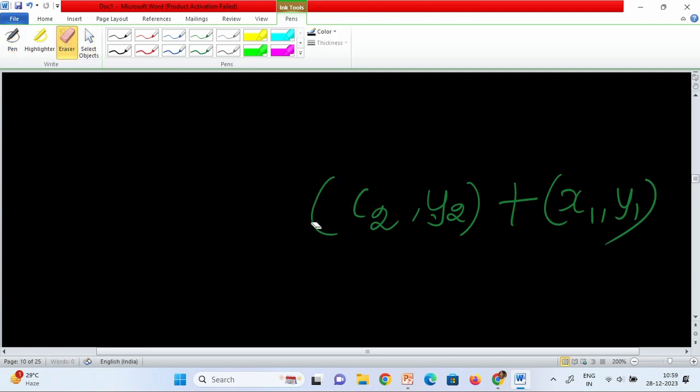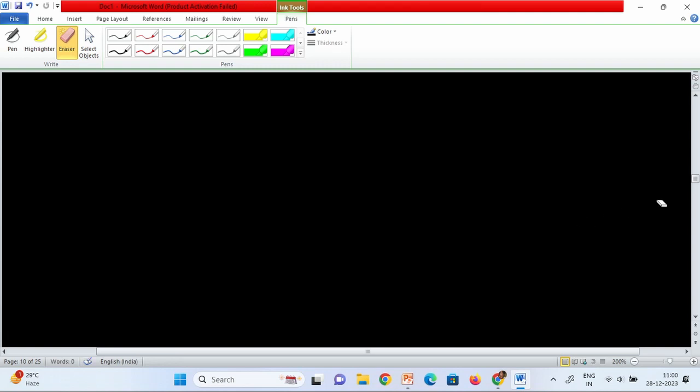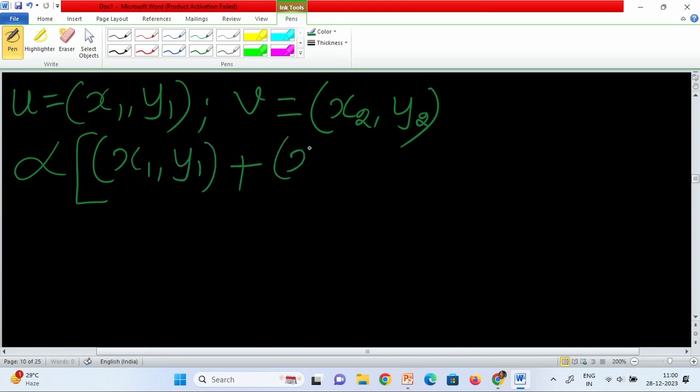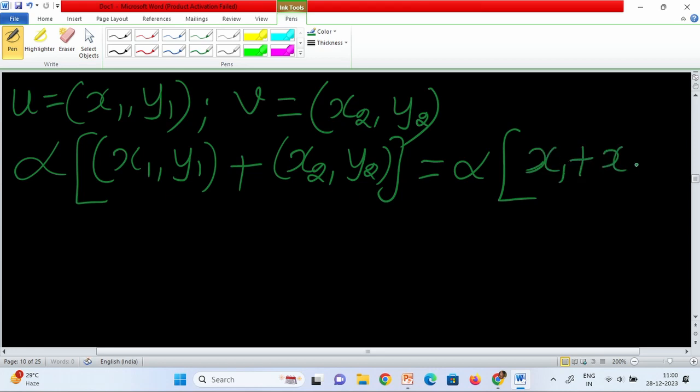For proving the four axioms, the first axiom is, as per our definition, alpha into u plus v equals alpha u plus alpha v. Instead of u and v, here we are going to take x1 comma y1 as u, and x2 comma y2 as v. So we have to consider alpha into x1 comma y1 plus x2 comma y2, which is equal to alpha into, if you add, we get x1 plus x2 comma y1 plus y2.